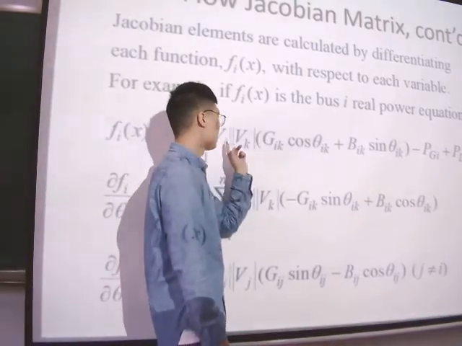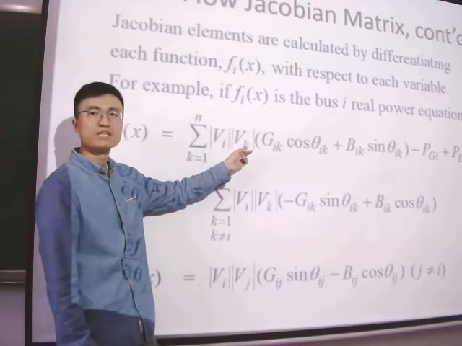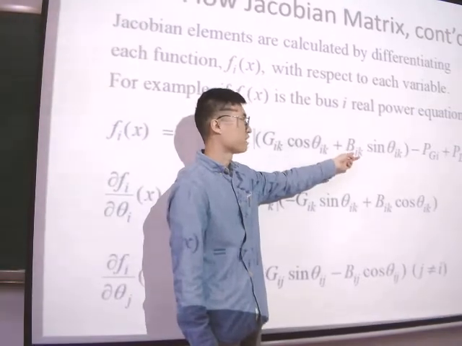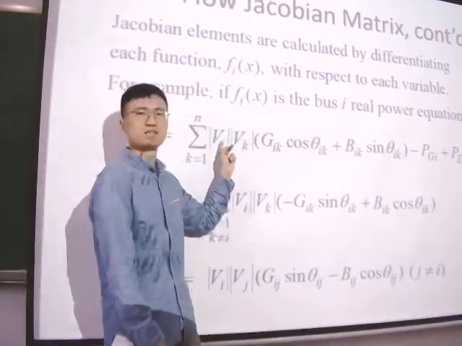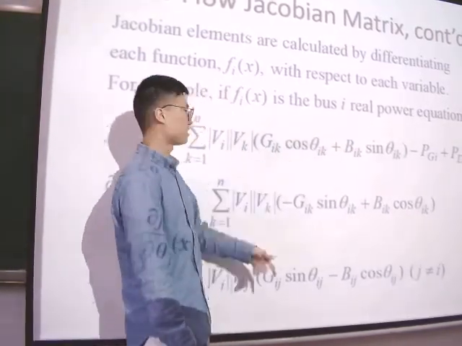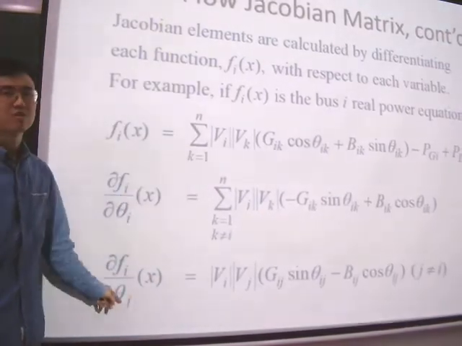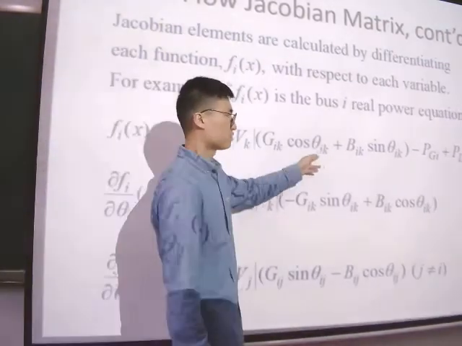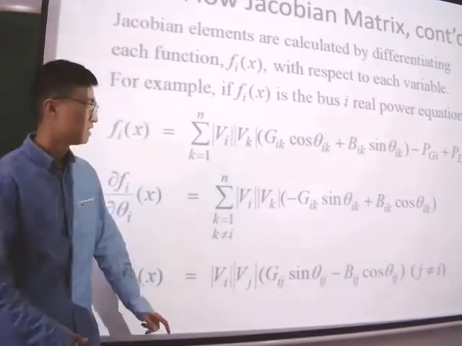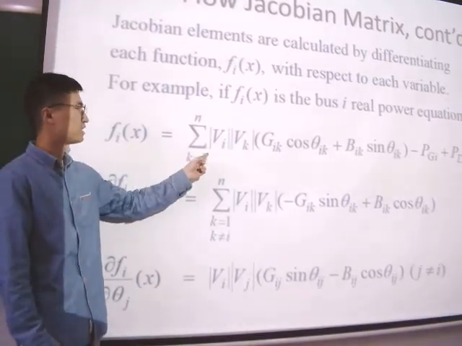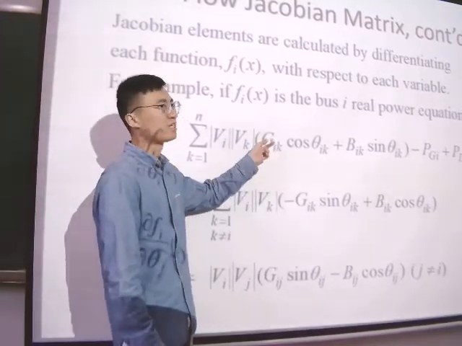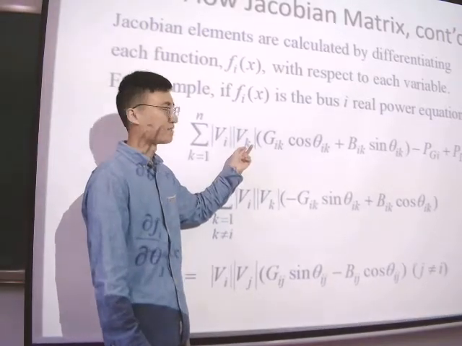You could see that when k is not equal to j, the terms are constant, so they are 0, 0, 0, 0. So this one is 0, right? As long as k is not equal to j, all of these are 0. There is only a term when k is equal to j, and in this case it is not equal to 0.